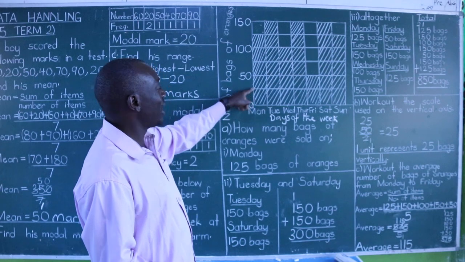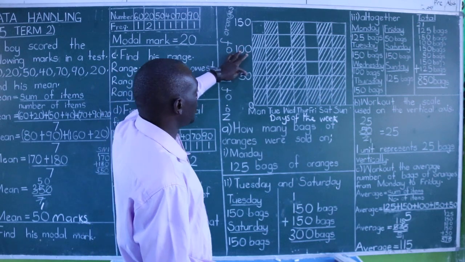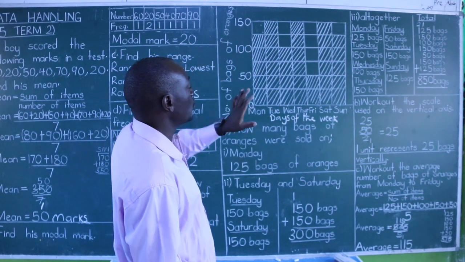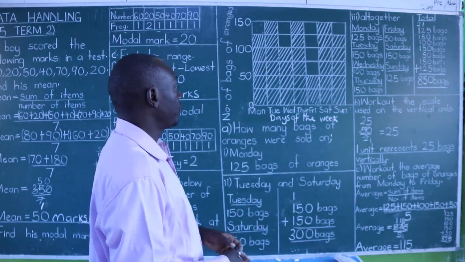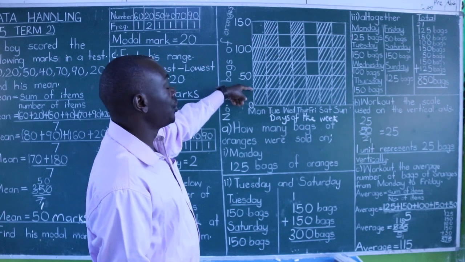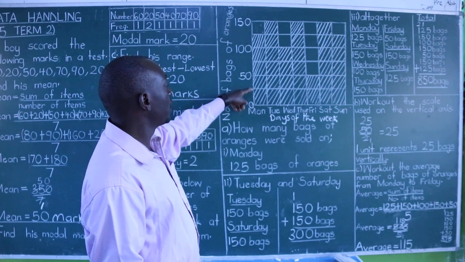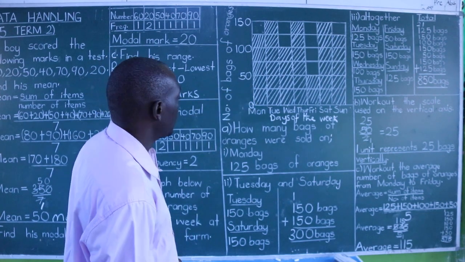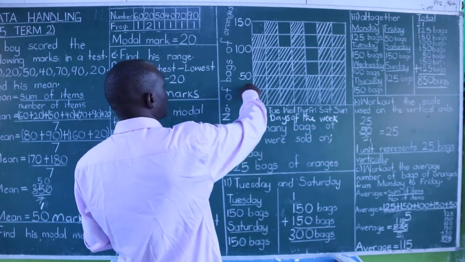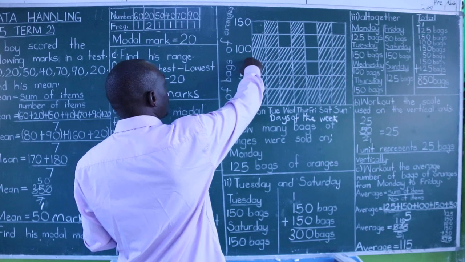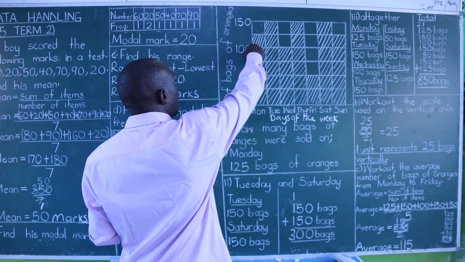So to know what each unit or each square represents, you take 50 divided by the two units here. 50 divided by 2, you get 25. So each unit, each square here, represents 25 bags of oranges. So let's count in 25s. 25 plus 25 you get 50, plus 25 we get 75, plus 25 you get 100.